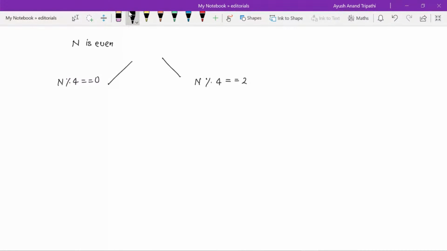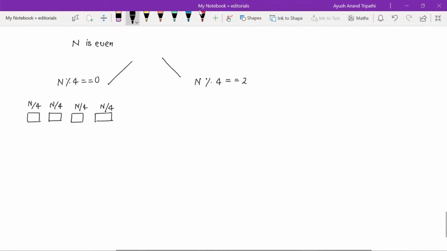So in this case, let's say the number of elements in the first part is x, or basically n by 4. Then the number of elements in the second part, again n by 4. Then the third part, again n by 4. And then the fourth part, again n by 4. Right?